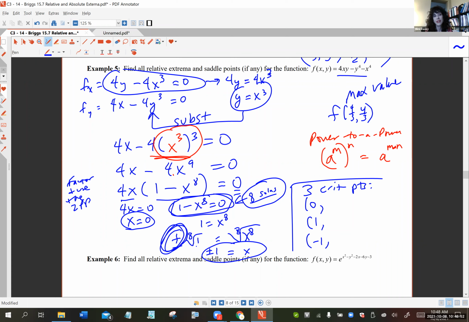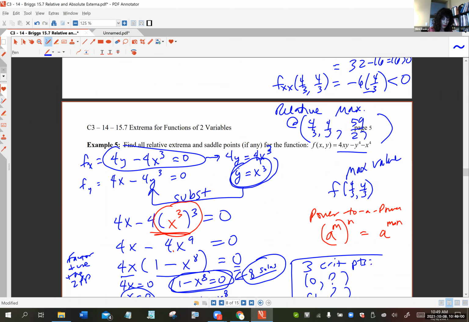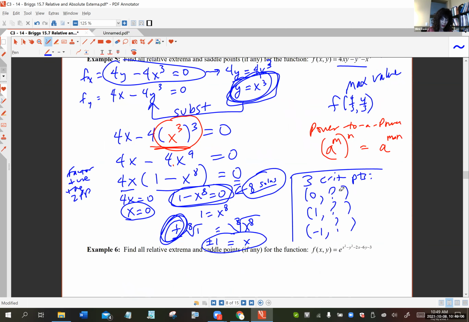Moving on, how do we get the corresponding y coordinates to these 3 critical points? Well, remember they said that y was equal to x cubed when we were solving one of the equations for x? Let's use that. So if y is equal to 0 cubed, we'll get 0 for the y coordinate. If y is equal to 1 cubed, we'll get 1.